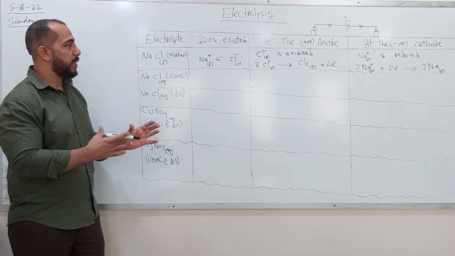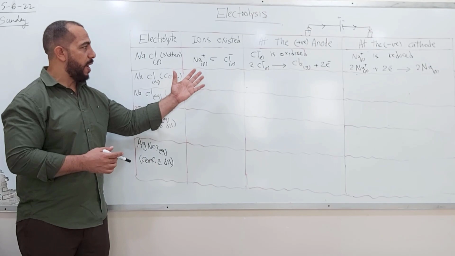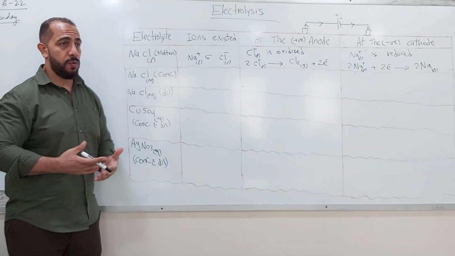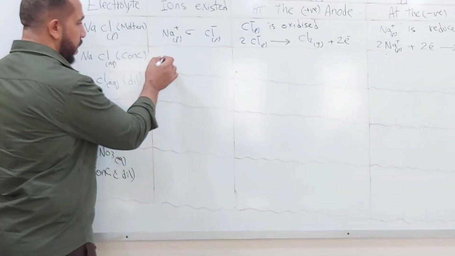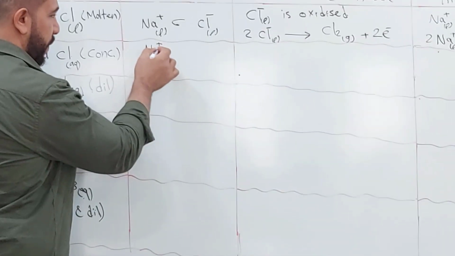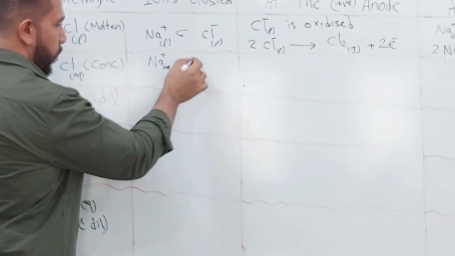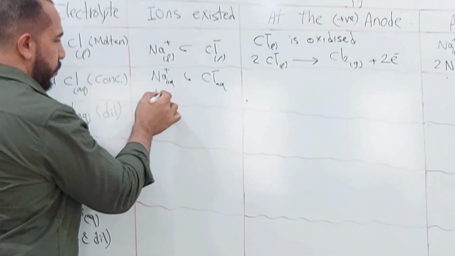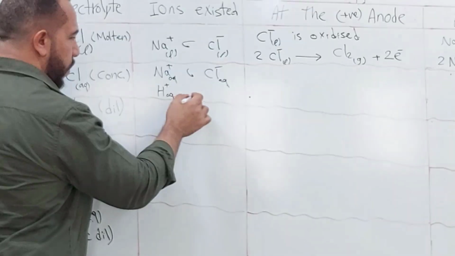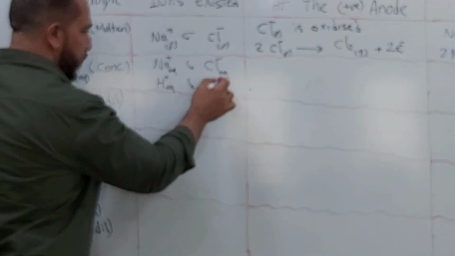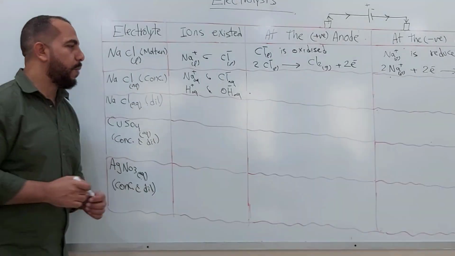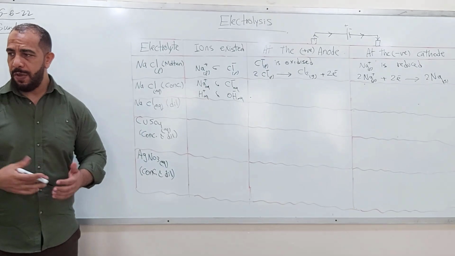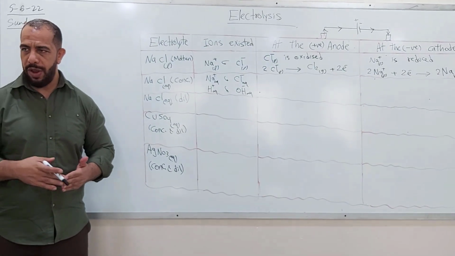So now the species will not be only chloride and sodium. We have also H plus and OH minus from water. So we have Na plus aqueous, Cl minus aqueous, H plus aqueous, and OH negative aqueous. Actually, here we have 4 species because we have water molecules plus sodium chloride molecules.